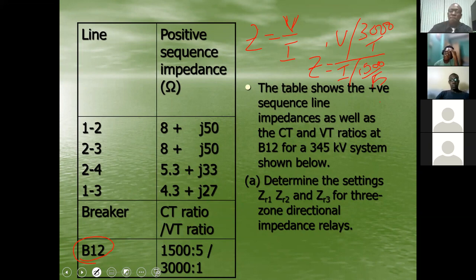Which gives us, therefore, Z prime equal to Z over 10. All right? So in other words, what I am seeing at the relay would not be the actual values of the line impedance, but rather a scaled replica, so to speak, based on the current and voltage values that are being supplied.